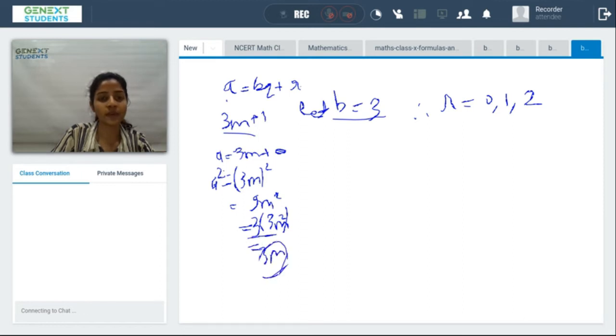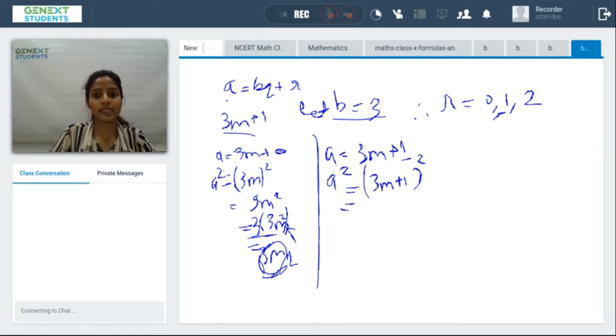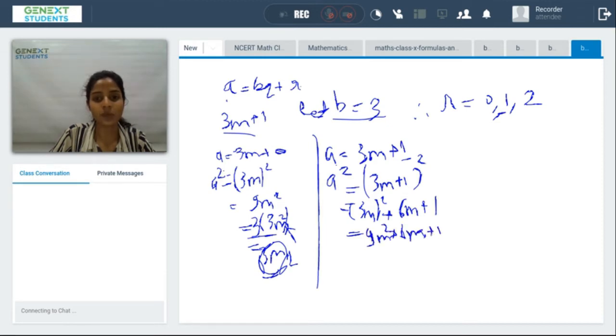So here we get it in the form of 3m, correct, where m is this thing, we consider it as m1 for this case. Next case we can consider a equals 3m plus 1, correct, for r equals 1. Now what I'll do is square both the sides, a square is equal to 3m plus 1 the whole square. Now we know the formula (a plus b) the whole square is a square plus 2ab plus b square, correct? So we have a square plus 2ab, which will give me 6m plus b square, which is 1. Then we have over here 9m square plus 6m plus 1. So we take 3 as common, 3(3m square plus 2m) plus 1, which will give me again the form of 3m plus 1. Okay, we get it in this form.